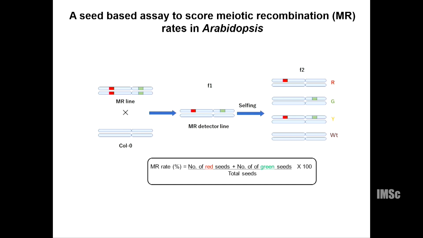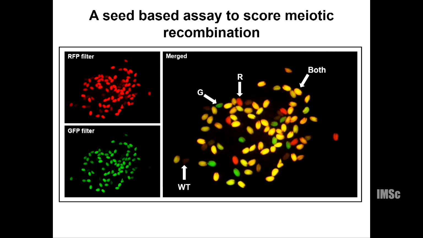And this is GFP, green fluorescent protein. With this green fluorescent protein, you are going to visualize the seeds. Suppose there is a single crossover here, only one crossover. Then they are going to get separated like this, which you can visualize here.